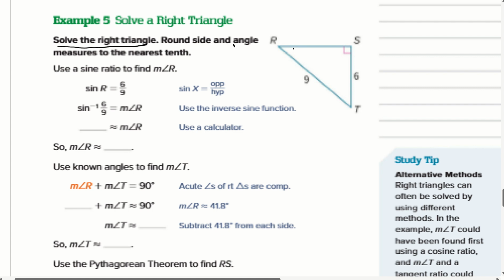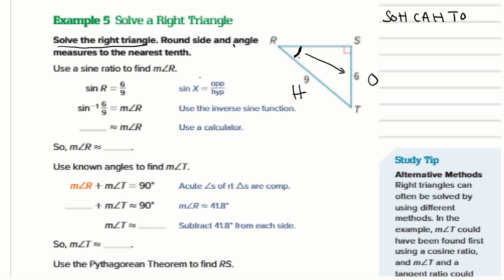All right, so let's figure out what angle R is first. If I want to get angle R, then notice that I've got opposite and hypotenuse, but we don't have adjacent, so I'm going to ignore that. Remember good old SOHCAHTOA. Which trig function do I have? Well, I've got O and H, so that means I've got sine.